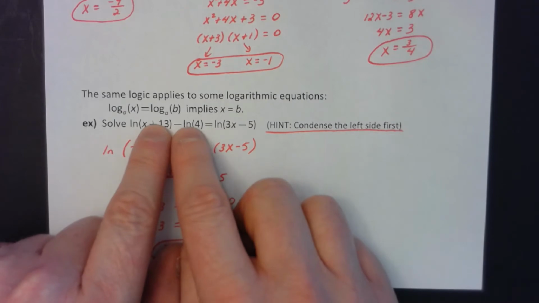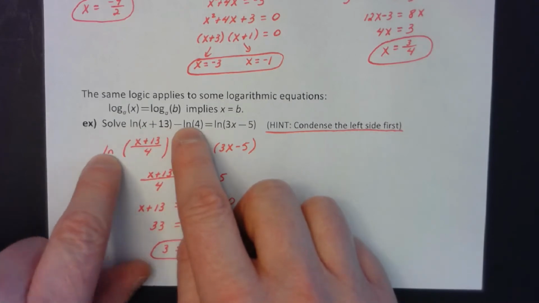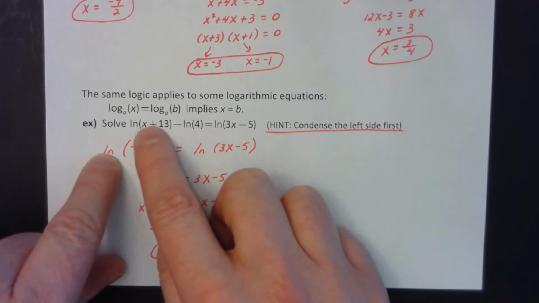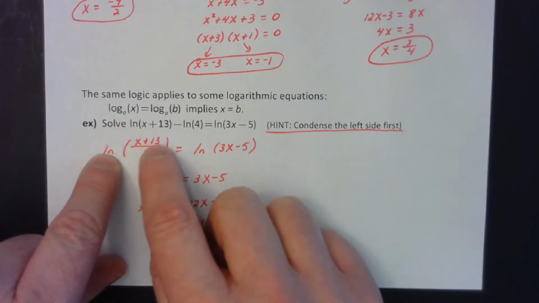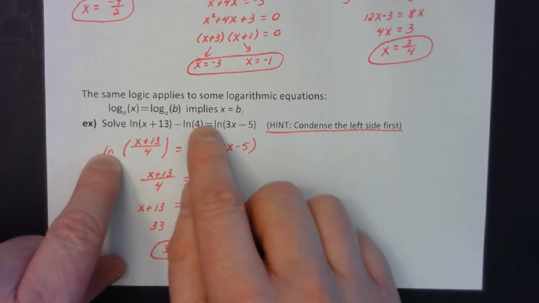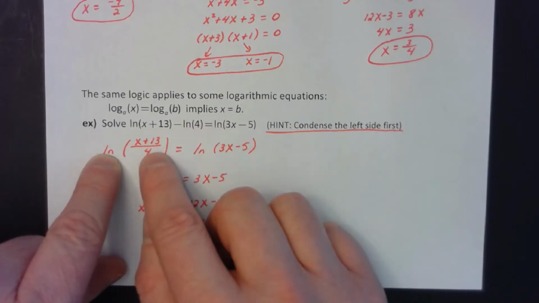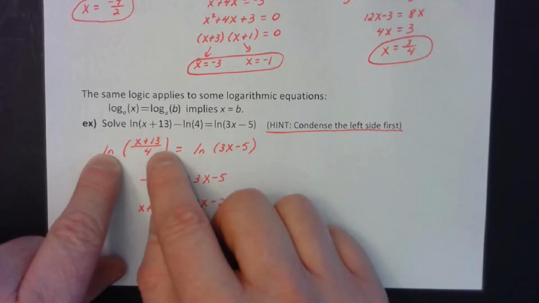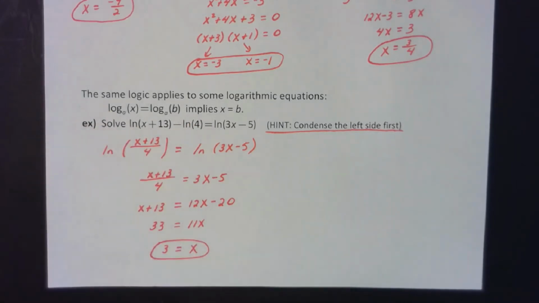So I know anytime I have a subtraction of two separate logarithms, I can condense those to one logarithm and say the term that was inside the positive log has a factor in the numerator of that term, x plus 13, and I'll be dividing that by the 4 since that natural log of 4 was subtracted. So my condensed log that's equivalent to that is the natural log of (x plus 13) over 4. Now, I just have that equal to the right-hand side, the natural log of 3x minus 5.